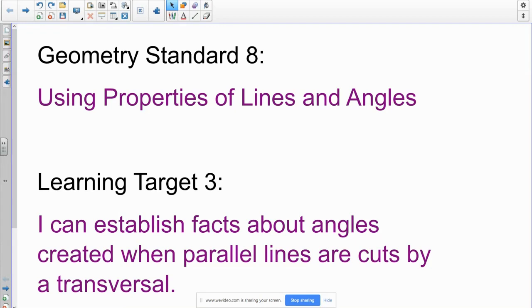Geometry Standard 8, using properties of lines and exponents. Learning target 3: I can establish facts about angles created when parallel lines are cut by a transversal.